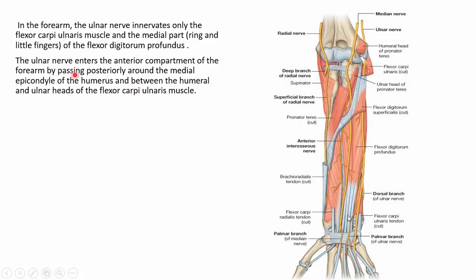Let us repeat it. The ulnar nerve enters the anterior compartment of the forearm, where it was posterior, passing behind the medial epicondyle of the humerus and between the humeral and ulnar heads of the flexor carpi ulnaris. Okay, here is our flexor carpi ulnaris muscle; as we know it has two heads, and the nerve passes between the two.